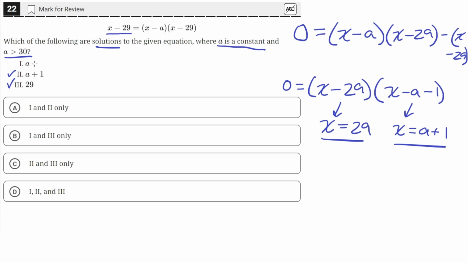The first choice here, A, is incorrect, because a minus 29 does not equal 0, and a minus 1 just equals negative 1, so that's not 0 either, so that wouldn't satisfy the equation. So this one is incorrect. So the answer choice is the one with 2 and 3, which is answer choice C.